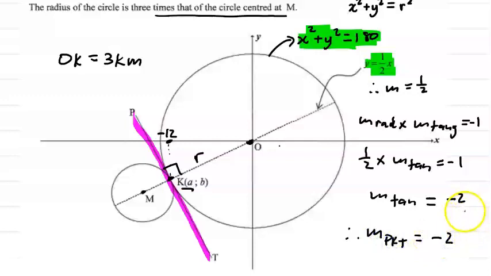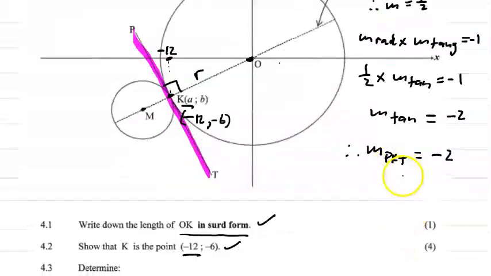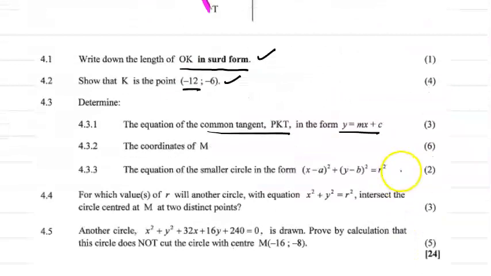What's the next thing that we're going to look at? We just showed that the point K is minus 12 and minus 6. Now we have a point to substitute to find the equation of the line. So that's what we're going to do. Let's have a look at that.